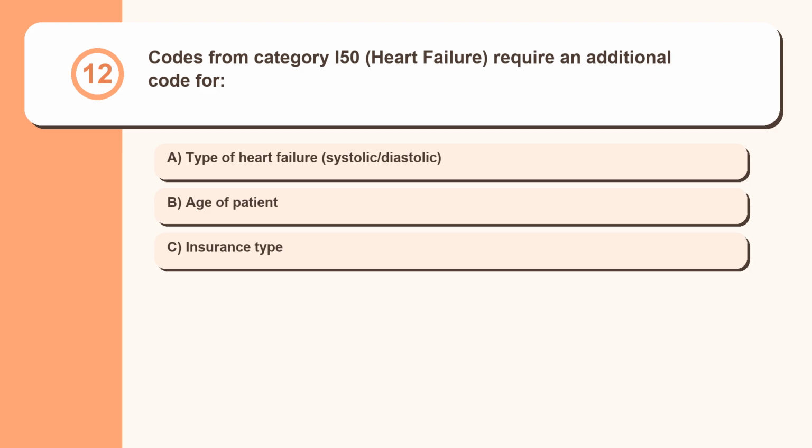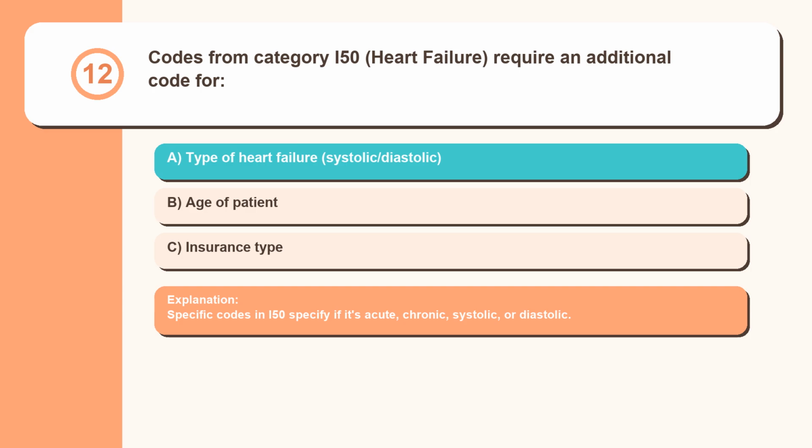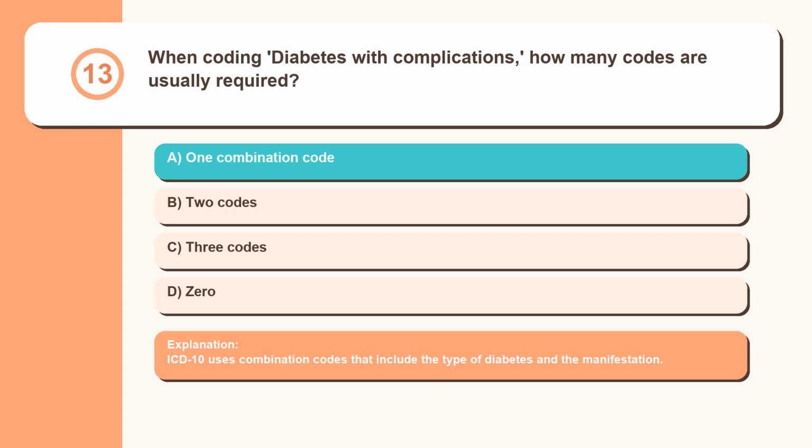Question 12. Codes from category I50, heart failure, require an additional code for type of heart failure, systolic/diastolic, age of patient, insurance type. Specific codes in I50 specify if it's acute, chronic, systolic, or diastolic. Question 13. When coding diabetes with complications, how many codes are usually required? 1 combination code, 2 codes, 3 codes, 0. ICD 10 uses combination codes that include the type of diabetes and the manifestation.